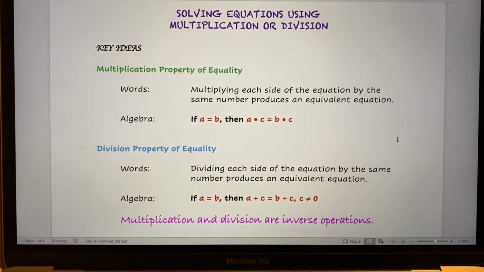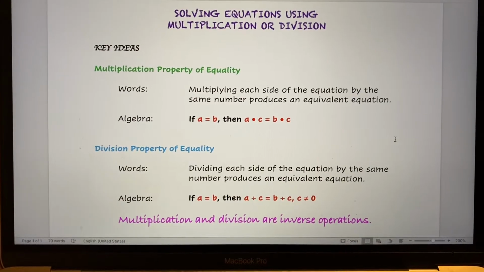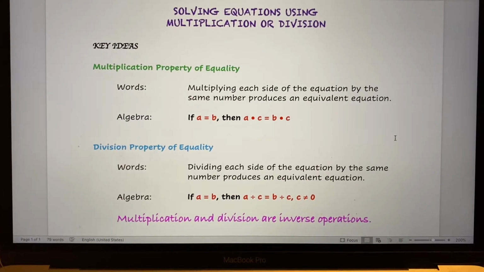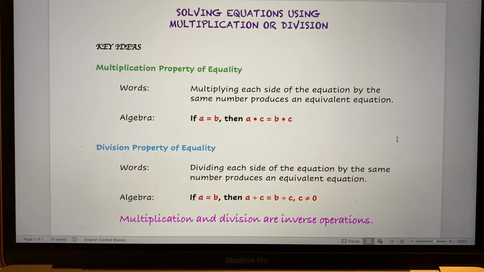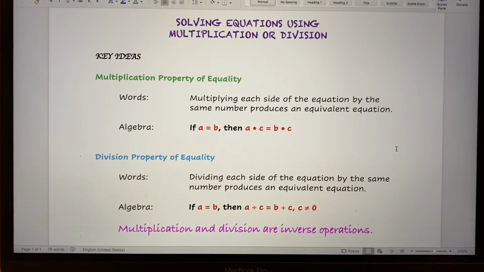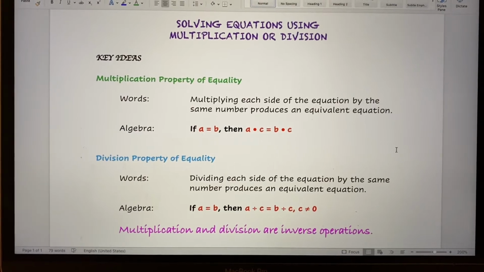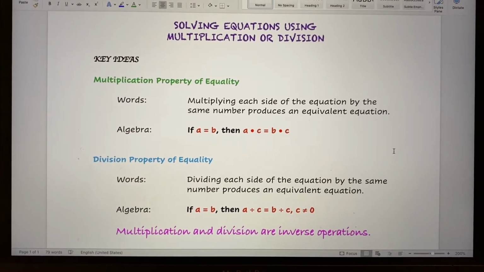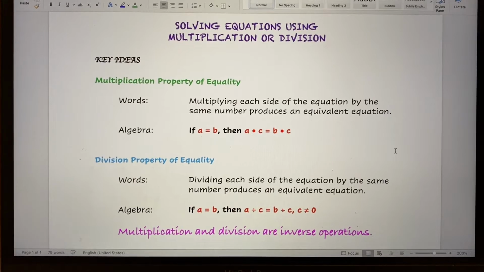Multiplication property of equality says multiplying each side of the equation by the same number produces an equivalent equation. So, if A is equal to B, then A times C is equal to B times C.